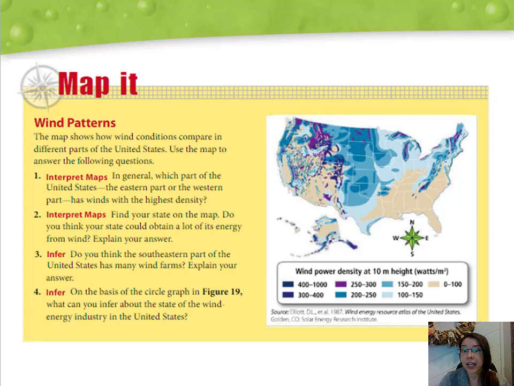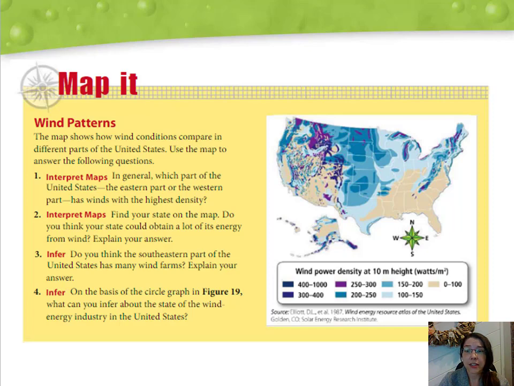Number 2, find your state on the map. Do you think your state could obtain a lot of its energy from wind, and explain your answer? Well, ours is Florida, down in the southeastern portion of the U.S., so the bottom right side, and it is beige. So that falls in the 0 to 100 watts per meter, and so we have the least amount of wind power density. So we cannot reasonably get a lot of our energy from wind.